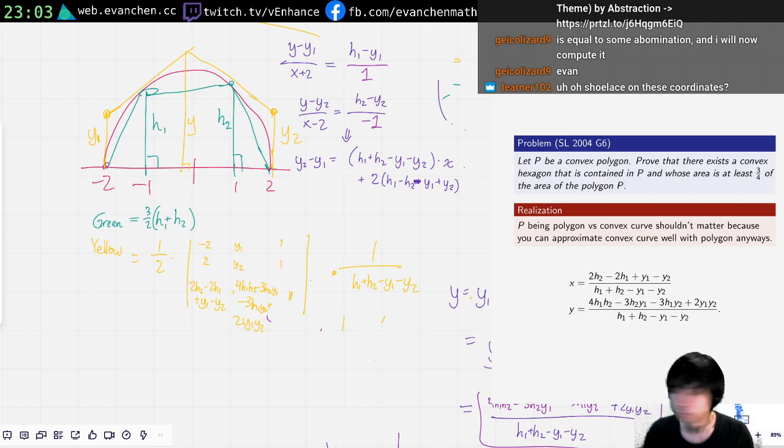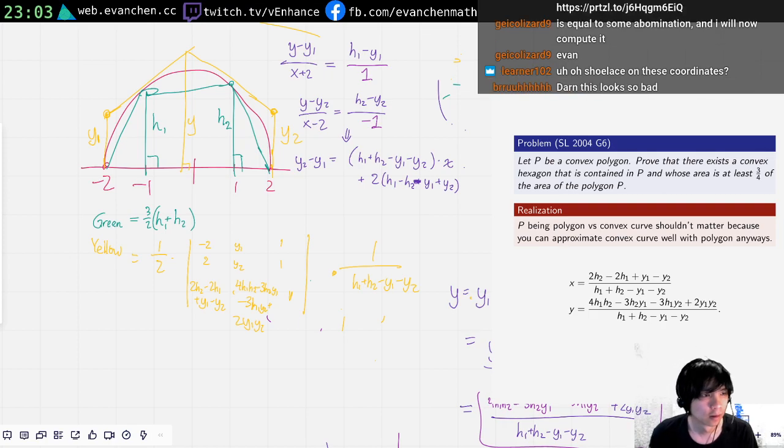Coordinate bashing is so bad that my green screen is failing. I don't know why those are related actually. It looks bad, yeah, I agree. Let's go through it anyways because I'm out of ideas.